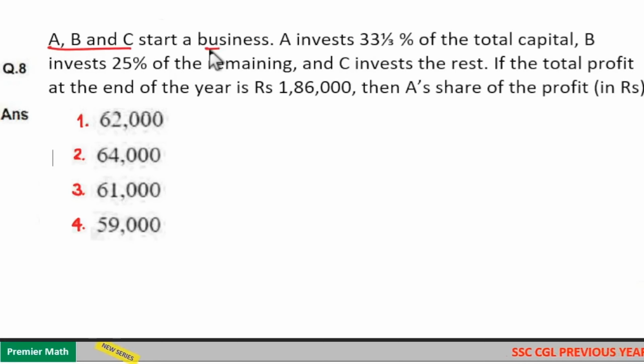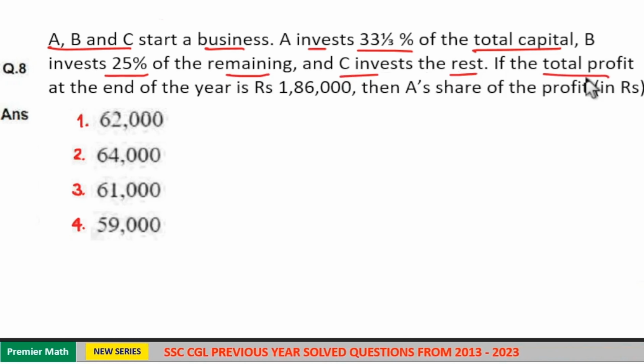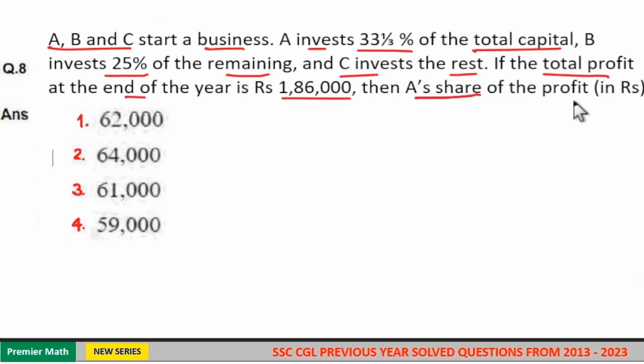A, B and C start a business. A invests 33 and 1/3% of the total capital. B invests 25% of the remaining and C invests the rest. If the total profit at the end of the year is 1,86,000, then A's share of the profit is. Here, we have to find out what is A's share.